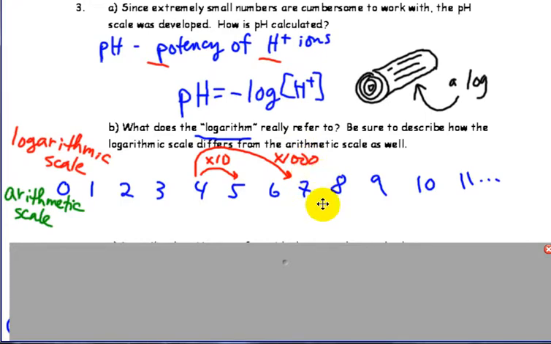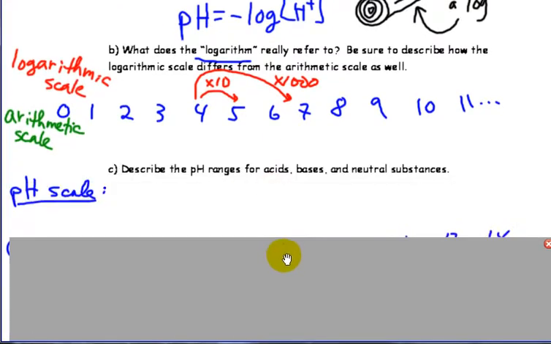You've likely heard of this before when looking at the Richter scale for measuring earthquakes. An earthquake of 6 versus 5, even though it only increases by 1 on the arithmetic scale, is times 10 on the logarithmic scale. So how severe is it? It's 10 times more severe at 6 than at 5. So that's kind of how that scale works.